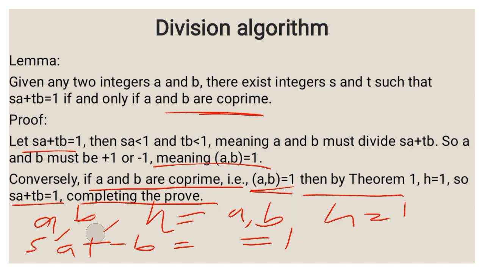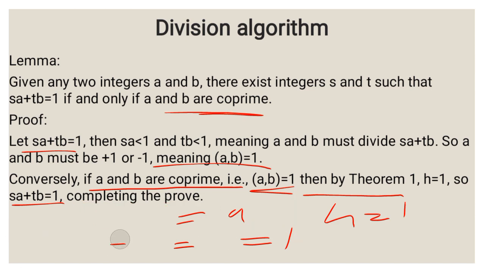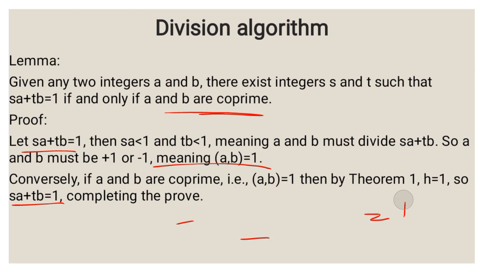Okay, so the second part follows from the theorem we saw the other time, which I said you should be able to state. It states that if I have two integers A and B such that the GCD is equal to H, then there exist S and T such that this sum is equal to H. And in this case, because we know that GCD is equal to 1 because it is co-prime, it means this is true for the lemma.